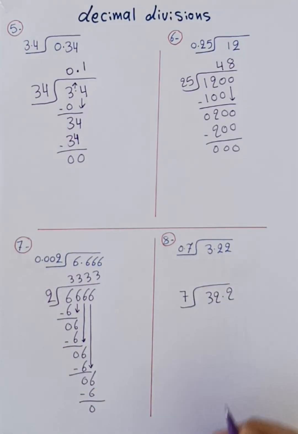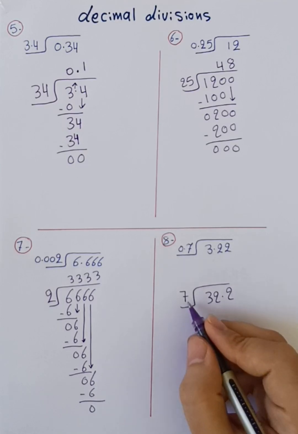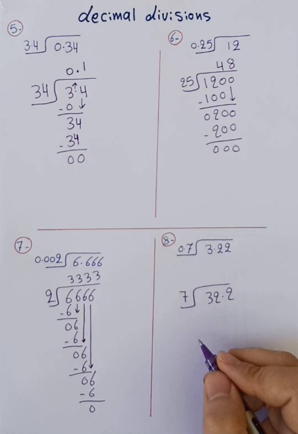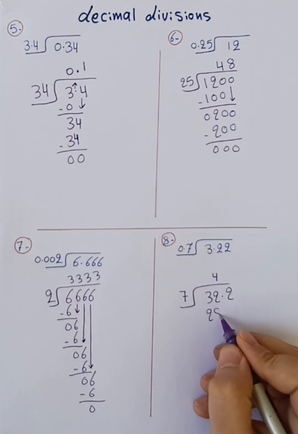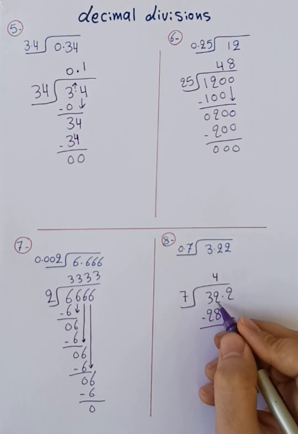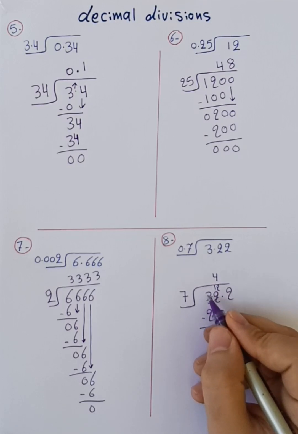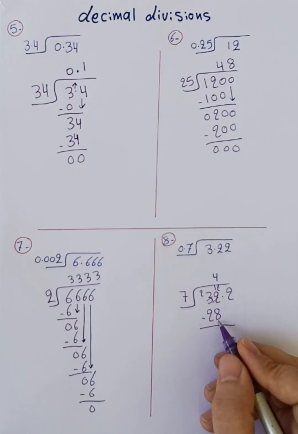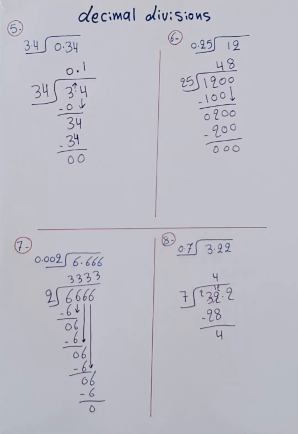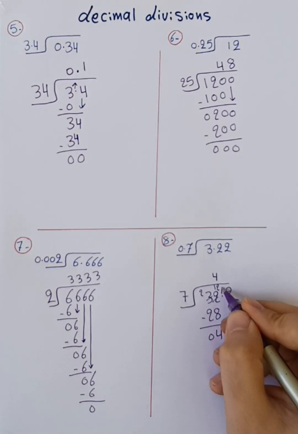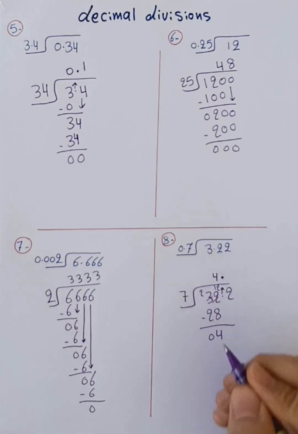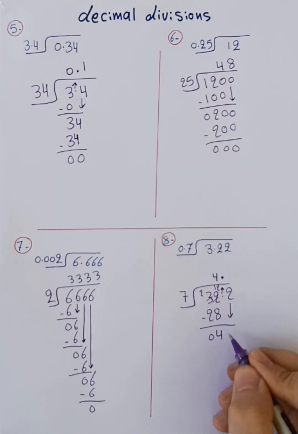Now we can divide. 32 divided by 7 is 4. 4 times 7 equal to 28. This 2 becomes 12 and 3 becomes 2. 12 minus 8 is 4. And 2 minus 2 is 0. After this 2 we have decimal point. You have to write the decimal point in the quotient and bring down 2.